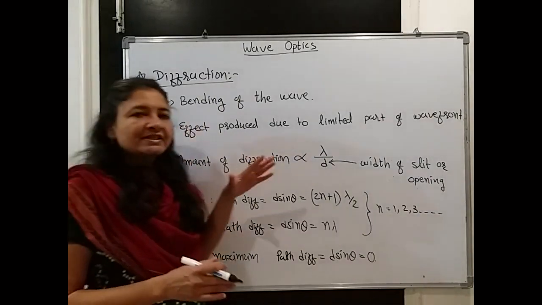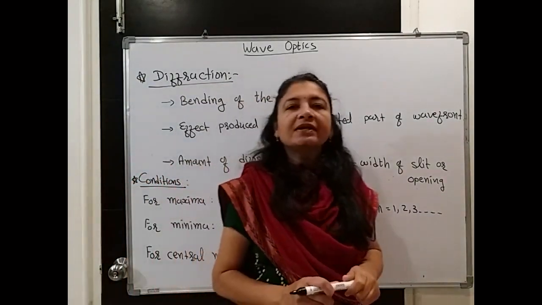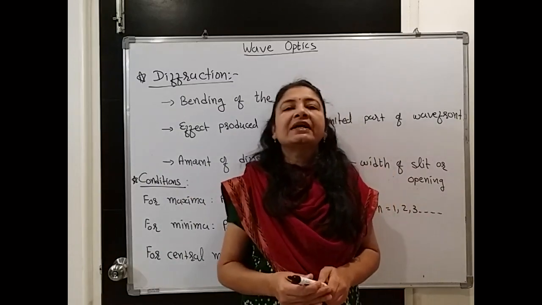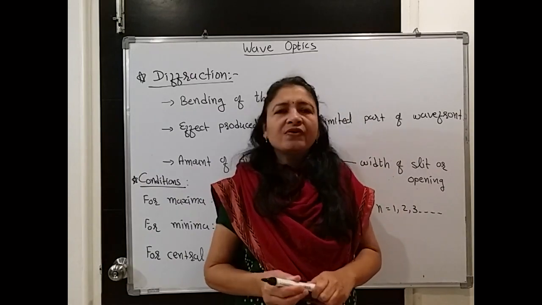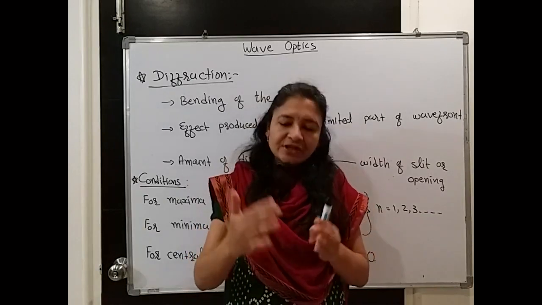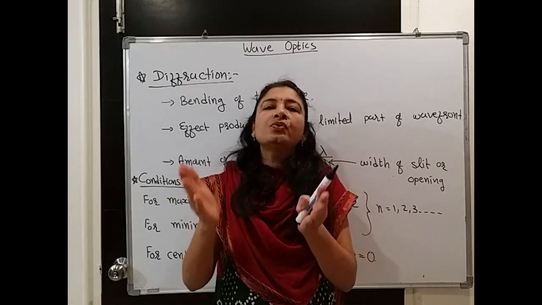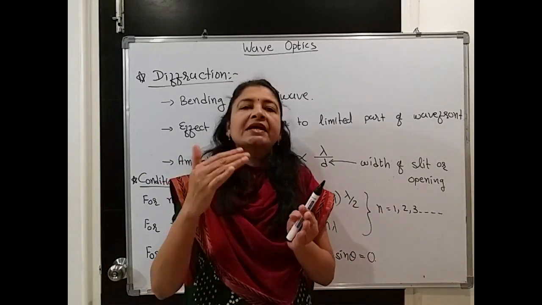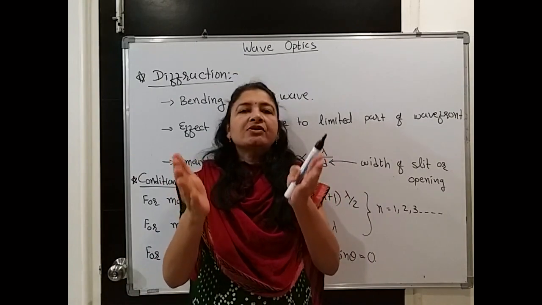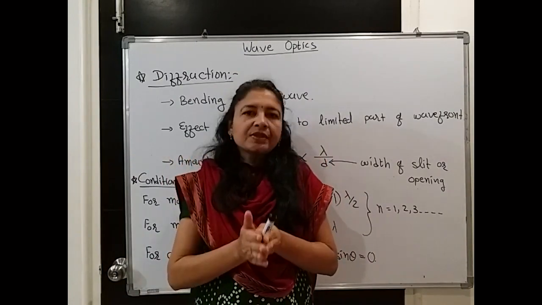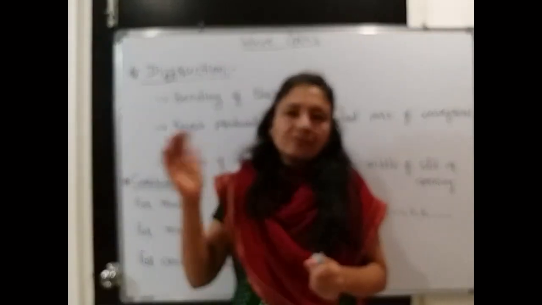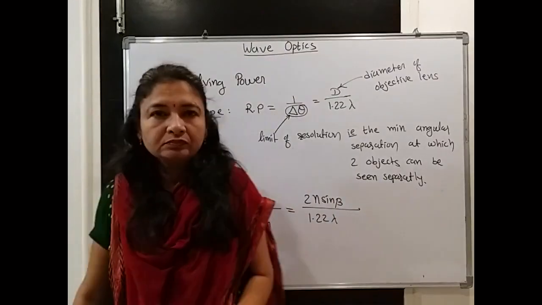Now we will discuss optical instruments, that is microscope and telescope. We have to discuss their resolving power. Now all of you are familiar with the term resolving power. Resolving power means the ability of the instrument to resolve two separate objects. That means the ability of the instrument to show two images of two different objects. Okay. So now let us recall the formula for resolving power for microscope as well as telescope.